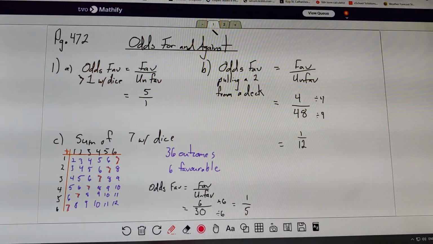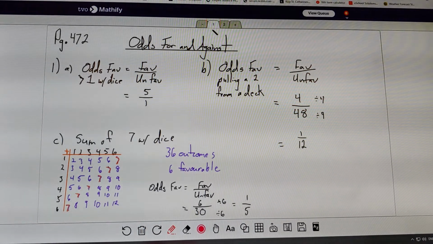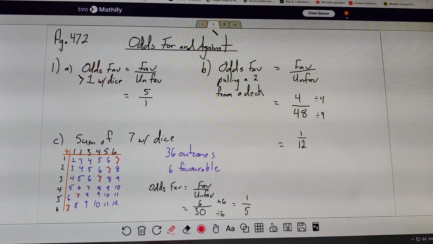The homework is on 472. The lesson probably says 471, odds for and against. And this was the last lesson in the probability unit, which means, yes, some review and then a test.